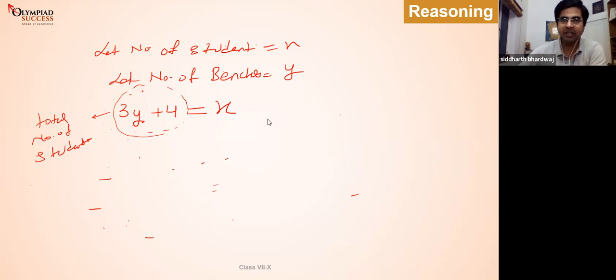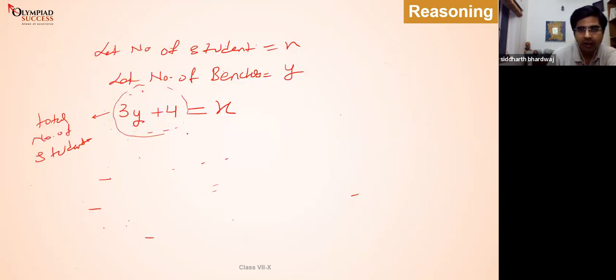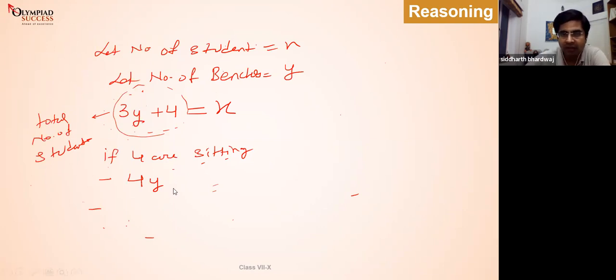Next. Now, what is the second point that is given to us? That if four students are sitting on every bench. Now let's take the second case. If four are sitting, this is the second thing that is given to us. So if four students sit on each bench, 4y students are sitting.